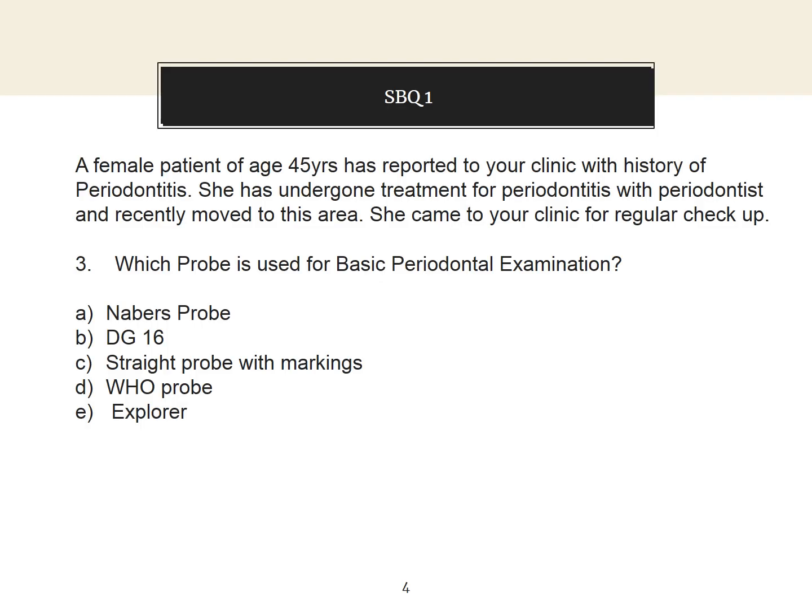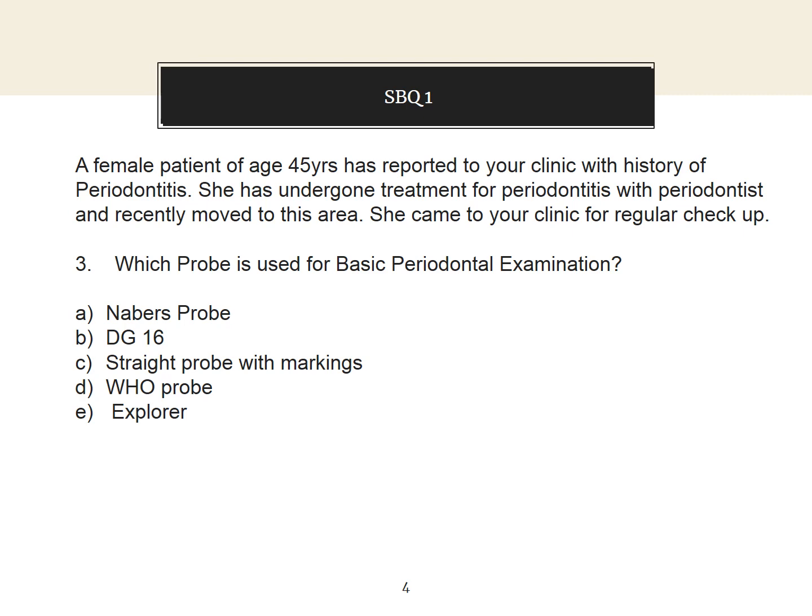And the third question is, which probe is used for periodontal examination? Basically, this question is not related to the SBQ. It is a general question. In this question, nothing was written in the current scenario about which probe is used for basic periodontal examination. So it's basically a general question: which probe is used for basic periodontal examination.